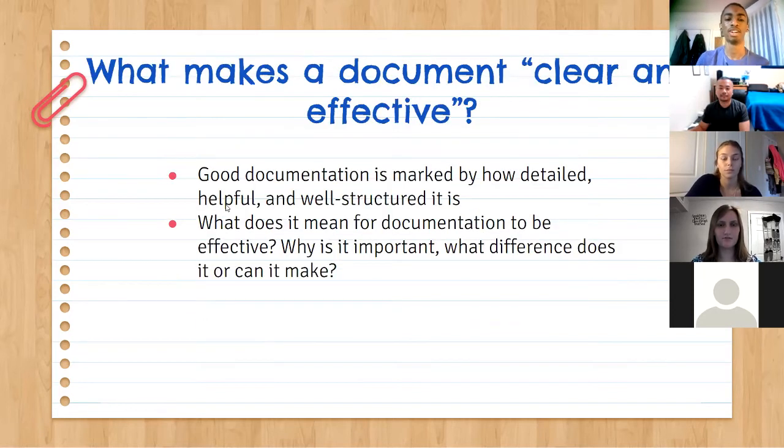So just a couple tips on what exactly makes a document clear and effective. Good documentation is detailed, helpful, and well-structured. If it's just one or two steps, or just one big block of text, that's not really going to be helping anybody. Or if it does, it's going to be stressful and complicated to read. Nobody's going to want to read something like how to assemble this furniture, and you just see a page with no numbering. If it's hard to read, no one's going to like that.